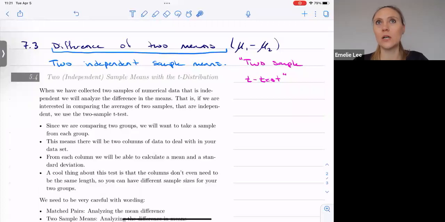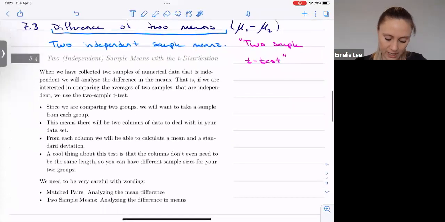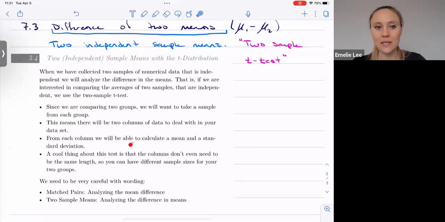What you want to argue is that your two groups are independent of each other, so there's no natural pairing anymore in the observations. And that's common. Cough drop A, cough drop B: there's no reason to think that this cough drop gets linked with that cough drop. So you're going to have two columns of data in your data set, and a mean and a standard deviation for each. And a cool thing is that they don't even have to have the same sample size, so you're going to have two different sample sizes from each group.